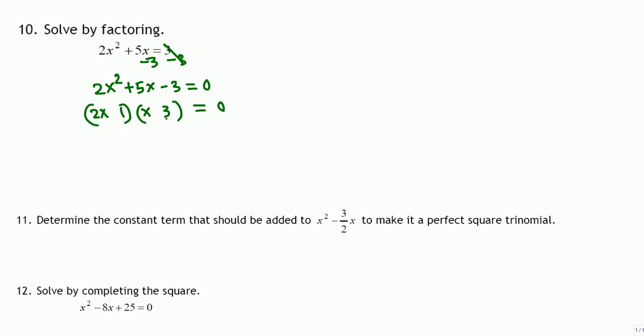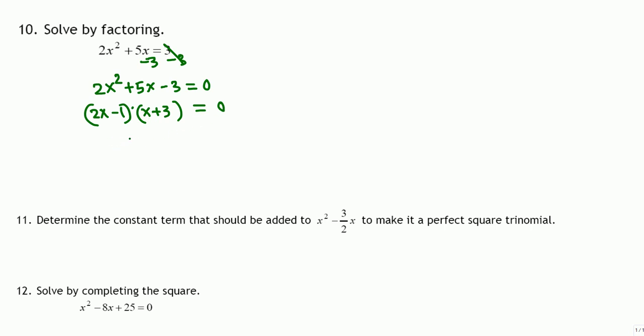Then 2x times 3 is 6x, and this is 1x. 6x minus 1x is 5x. And to get negative 3, we have to make one factor positive and one negative, so we go positive here, negative here. If you FOIL this out, you will get this trinomial. Okay, now we have a product of two factors equals 0.